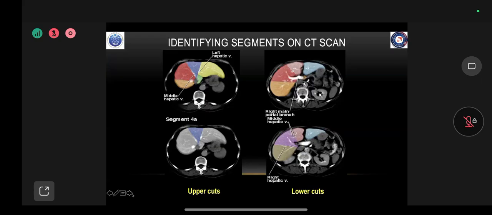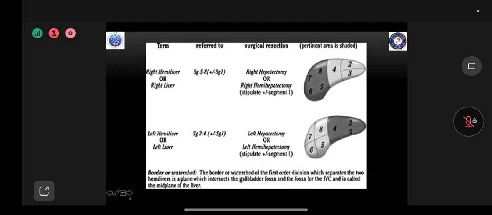You just have to follow a clockwise pattern, and you will be identifying them. Start reading CT scans on your own. Look at the hepatic veins first. This will guide you, and then come down and identify the segments. Once you have come down to the lower section and you can see the kidney, this is almost invariably segment 6.